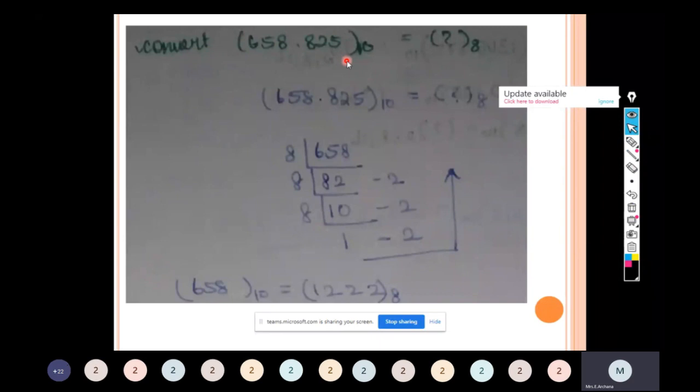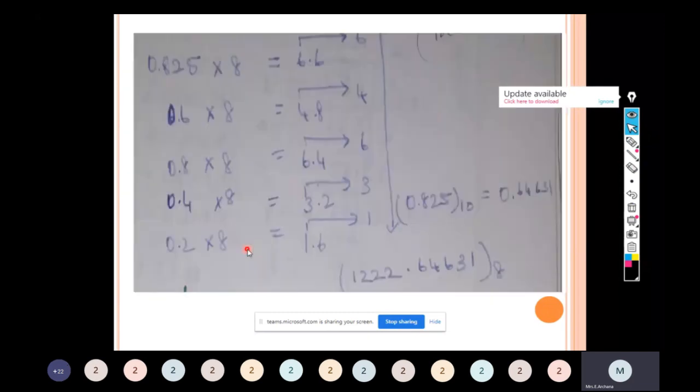How to convert for fractional part? By successive multiplication method. How we are doing the successive multiplication by fractional part. Here we are having 0.825. So 0.825, when it gets multiplied with 8, we will get the answer 6.6. Take only the integer part from here. So 6 is taken here. The fractional part is proceeded with the next step. So 0.6 into 8. What is the answer? 4.8. The 4 is taken out.